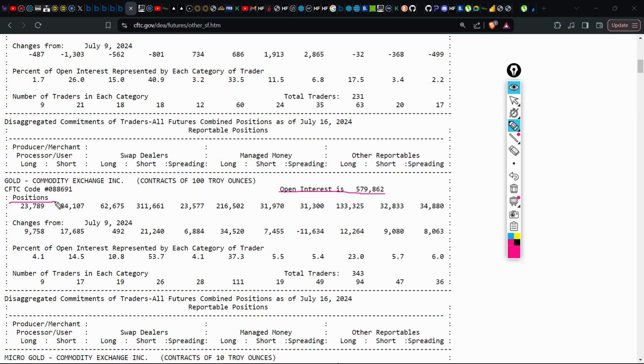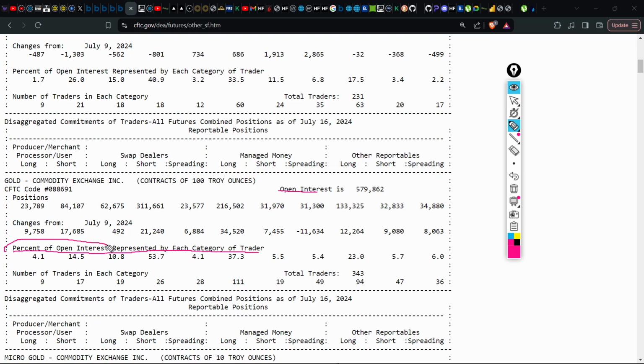Positions, all right, positions: 23k, 84k, 62. Yeah, you might get a bit lost in the numbers here, so remember your focus is on open interest. Now what you're going to look at is not positions, not the changes, but the percent of open interest represented by each category of trader, the percentage of open interest.